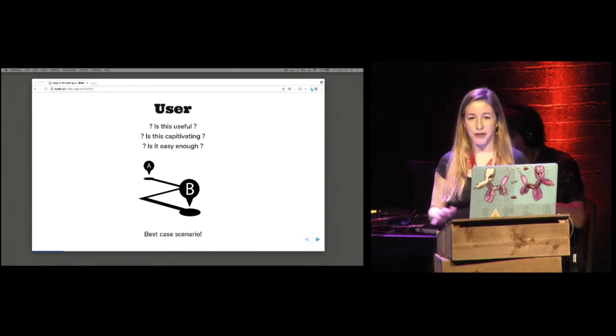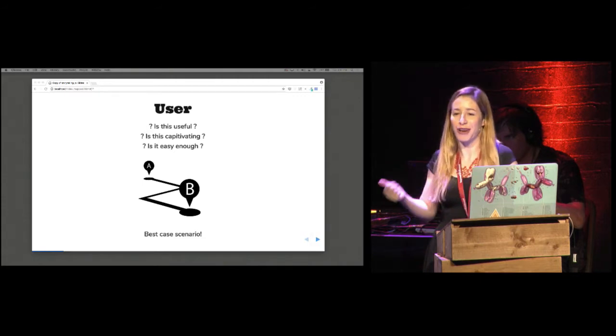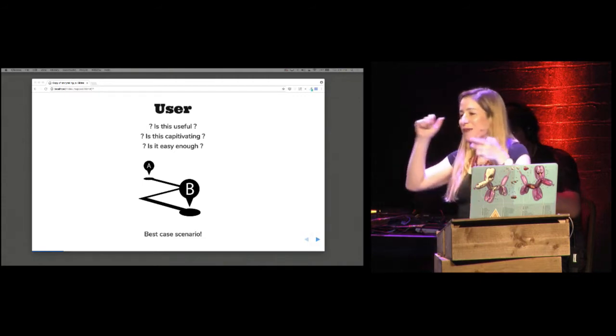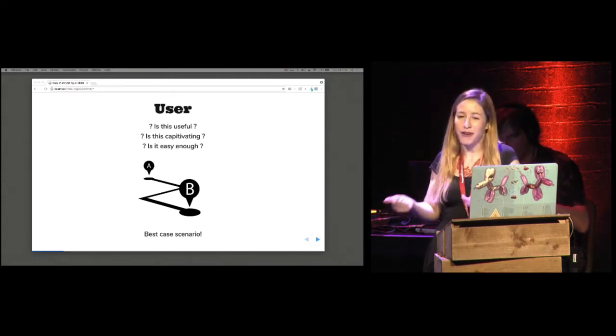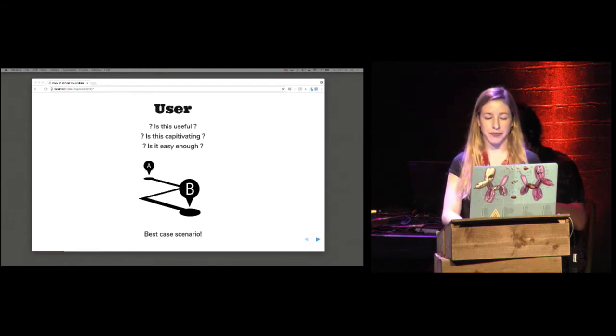But I don't know about you, that's my best case scenario. As a user, I don't even know where I'm going when I'm on the internet most times. I'm bleary-eyed in the morning looking at my phone. Maybe I clicked on something because I was curious. So point A to point B is actually your best case scenario.